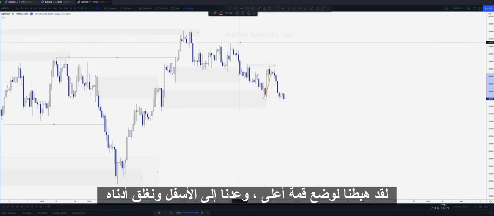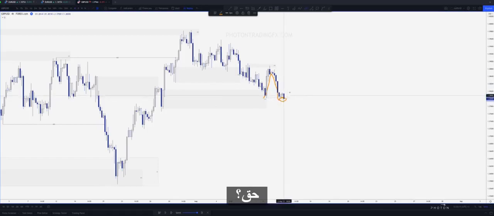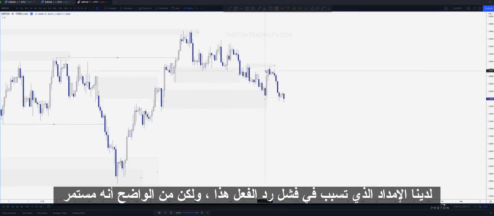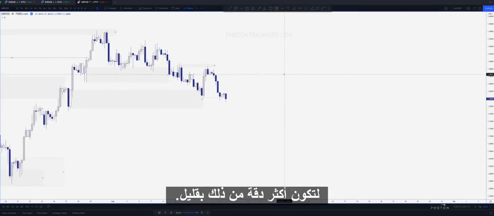We react, we fail to put in a higher high, we come back down and we close below that reaction at this point here, right? So now we have a failed reaction. So technically, anywhere in this whole buy to sell range, we have the supply that caused that reaction to fail, but obviously I want to be a little bit more refined than that.